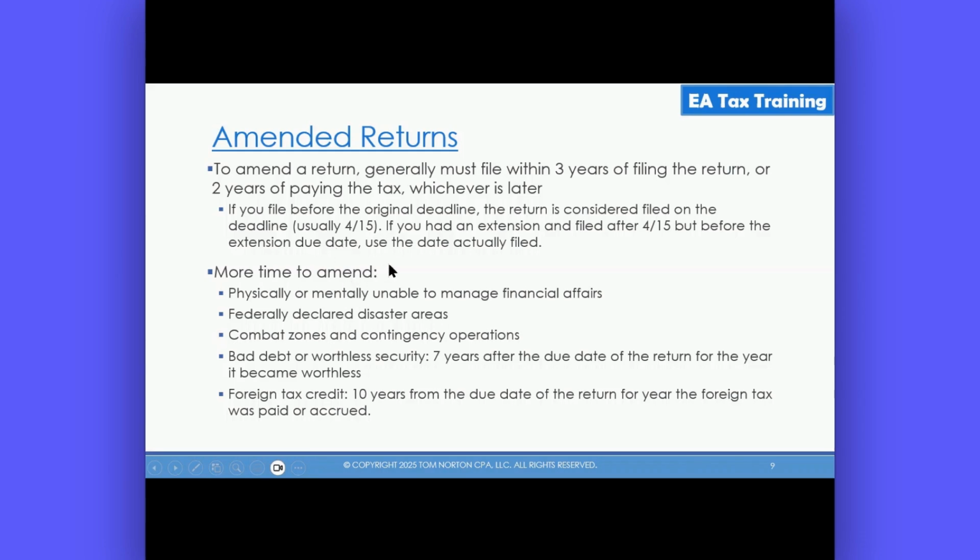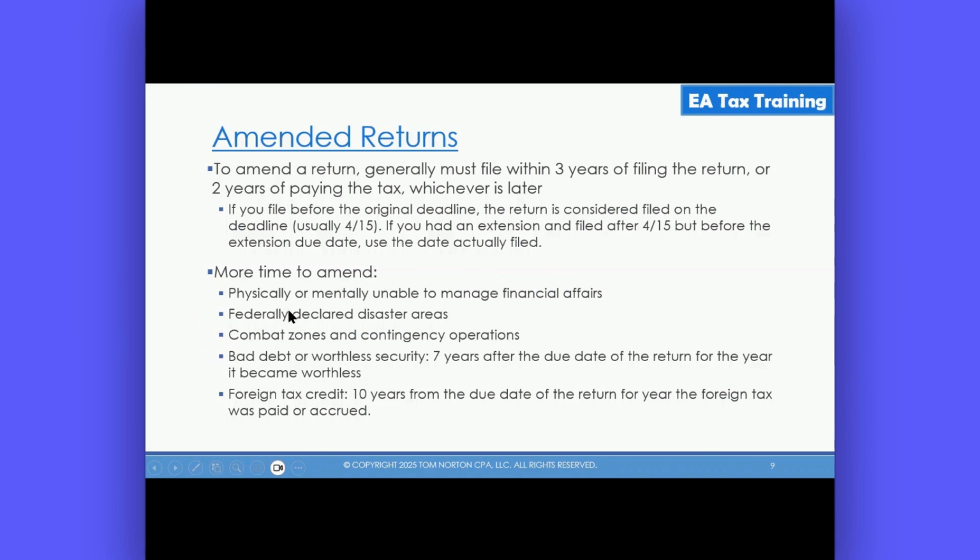If, though, you got an extension, then you're going to use the date actually filed. So if you got an extension to October 15th, but you filed your return July 1st, well, then you use the July 1st date. So it would be 3 years from July 1st that you would have in order to amend the return.